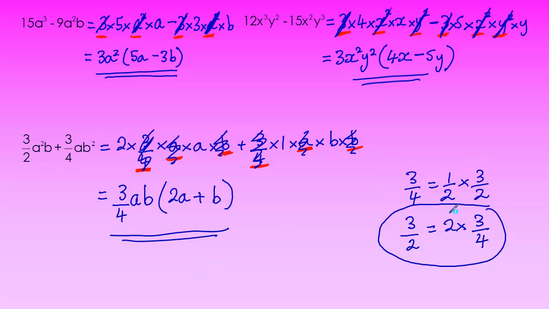We could have used this. The reason I didn't is that in front here we would have ended up with 3/2, and then we'd have had a fraction inside the bracket, and I thought it was better to not have a fraction inside the bracket.